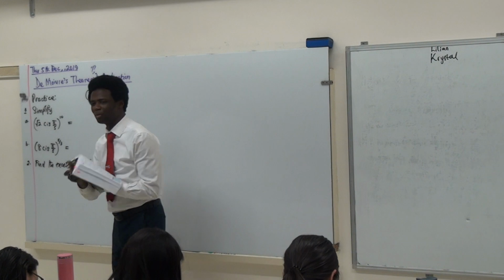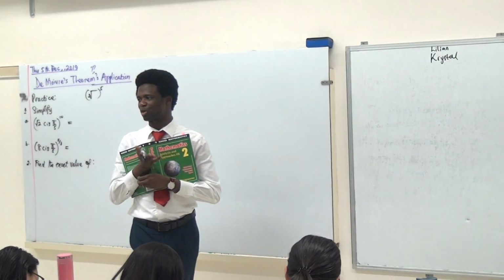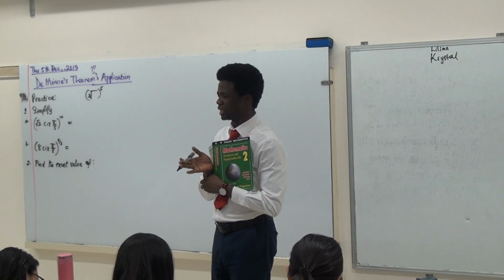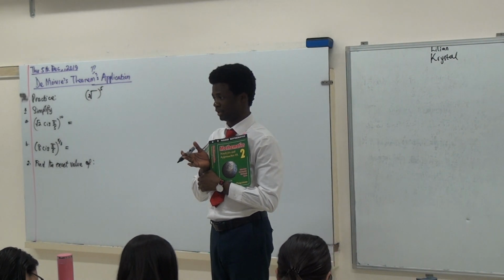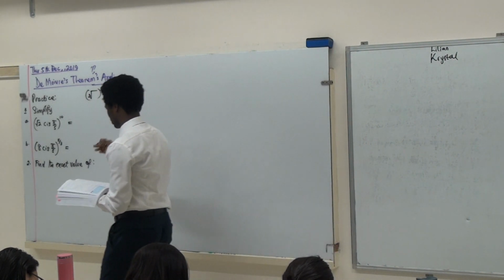Okay, so exact value means in terms of thirds and in terms of pi, which means avoid decimals. Okay? Alright, let's begin.